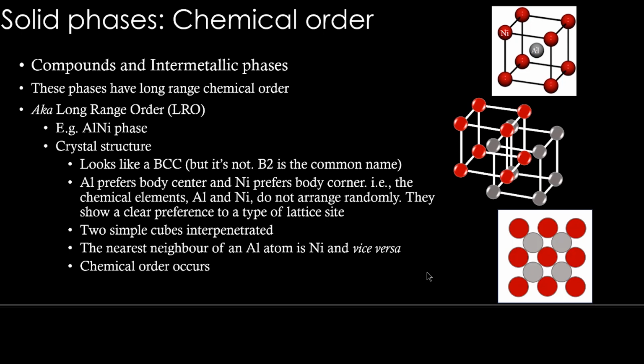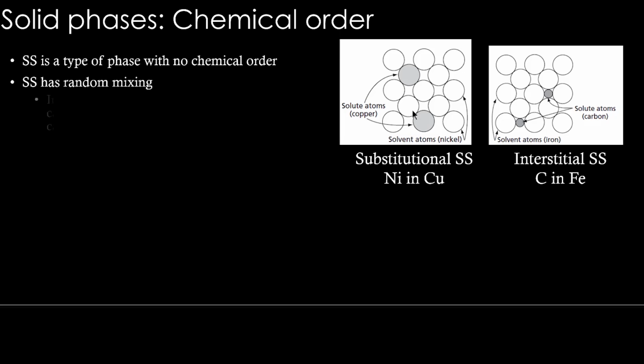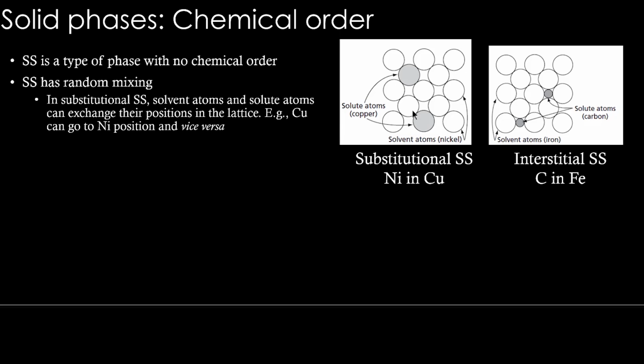This is fundamentally different from solid solutions. In solid solutions, we have solute atoms and solvent atoms, all sitting in an FCC structure, but they don't prefer a particular site, body center or face corner, it doesn't matter. Nickel can go anywhere, copper can also go anywhere. So a solid solution is a type of phase with no chemical order; the atoms have random mixing. In a substitutional solid solution, solvent atoms and solute atoms can exchange their positions in the lattice. For example, copper can go into a nickel position and vice versa.